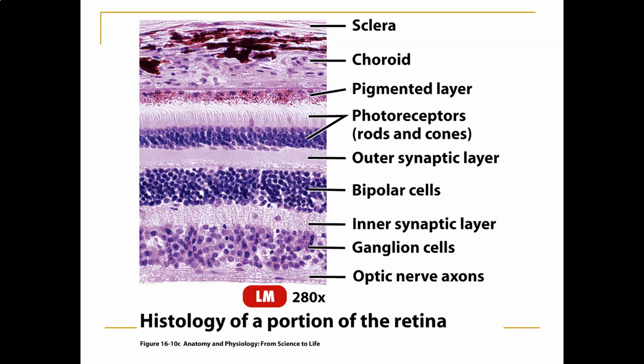Here's what it looks like under the microscope. So we see the sclera on the outside, and then the choroid with the dark pigments in there, that'd be melanin. Here's the pigmented layer of the retina, and then here we see the layers that we were talking about, the photoreceptor rods and cones. So here we see their cell bodies in this dark purple layer. Here are the bipolar cell bodies, and then here are the ganglion cells. And then again, their axons are forming the actual optic nerve that's going to take the action potential away from the eye.